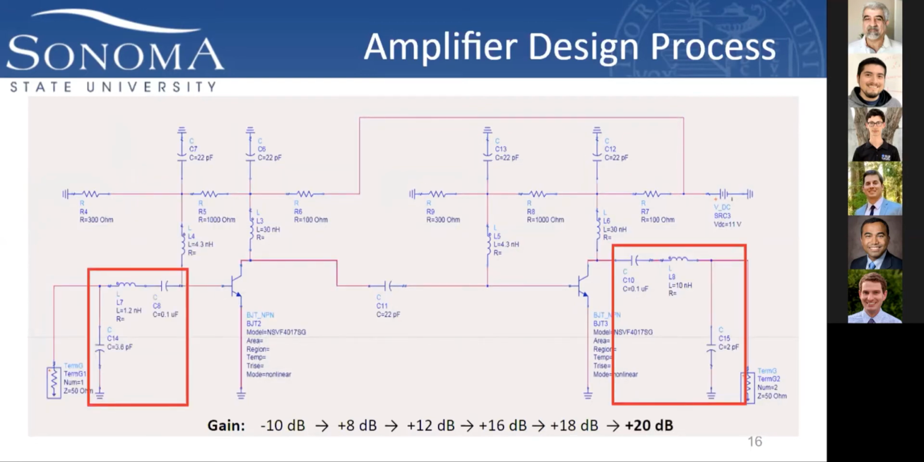The last step was to work on designing a matching network at the input and output to optimize their power delivery. The end result produced a gain close to 20 dB, which is less than our desired 30 dB. However, the gain was sufficient for our application.